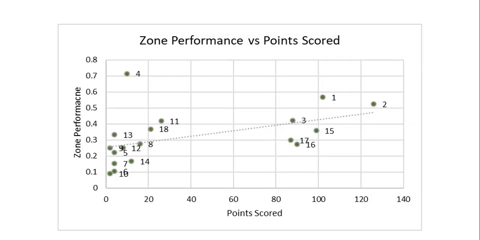Now let's look at how performance relates to points scored. Here you can see 4, 11, and 18, as we mentioned earlier, are higher than expected zone performance than the points that they're scoring. Also note that the 6 highest scoring zones are from the middle of the court. So the middle 3 layups, 1 through 3, and then the middle 3 three-pointers, 15, 16, 17. Zone 18, the right side 3, has a comparable performance to the middle 3 three-pointers.